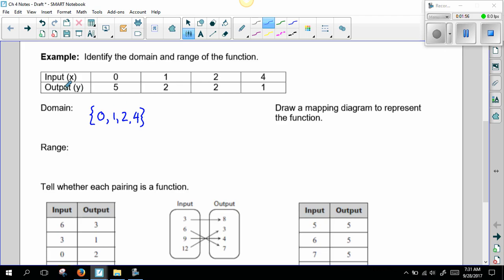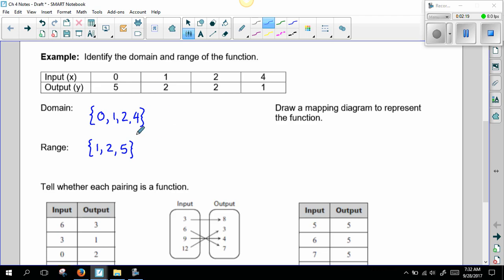And our range is our output values. Although we have a repeating value of 2, we don't have to write it twice in our set. And usually we write them in numerical order. So our range is the set of numbers 1, 2, and 5.